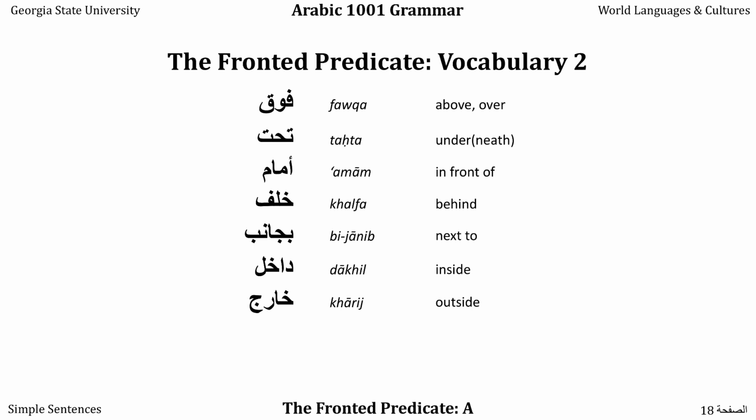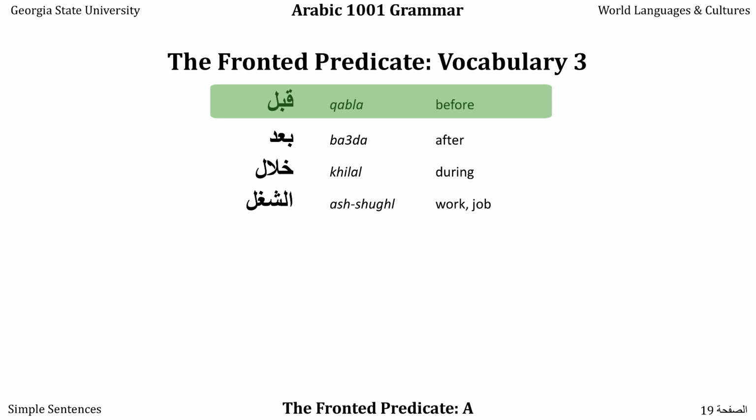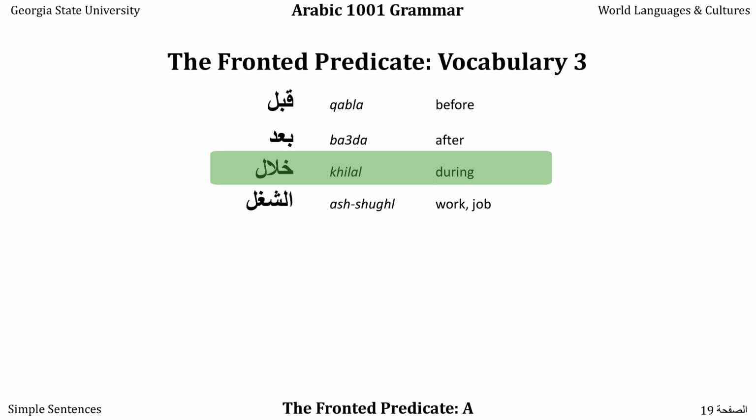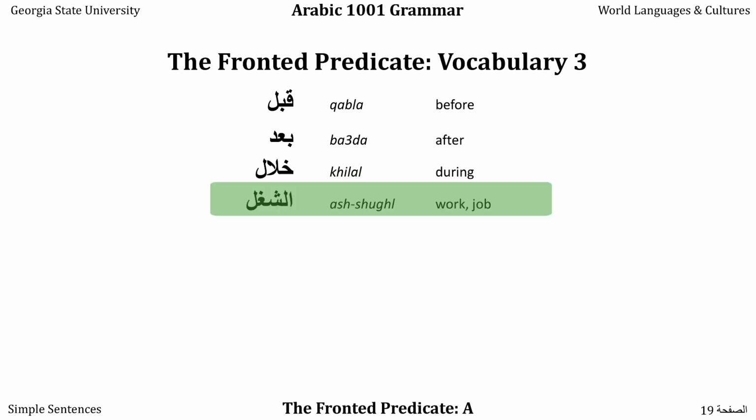Here are a bunch of prepositions that are much more directly translated into English. Fawqa means above or over. Tahta means under or underneath. Amam, which is where we get the word imam, like the imam in a mosque who stands in front of everybody else. Khalfa means behind. Bijanib, next to, literally beside. Dakhil means inside. Kharij means outside. Qabla means before. Ba'da means after. Khilal means during. So those are your time prepositions for now. And then the noun ash-shughul means your work or job.